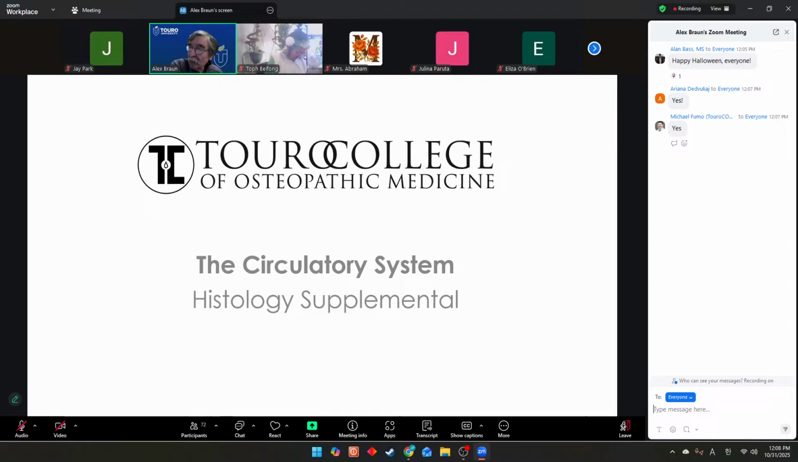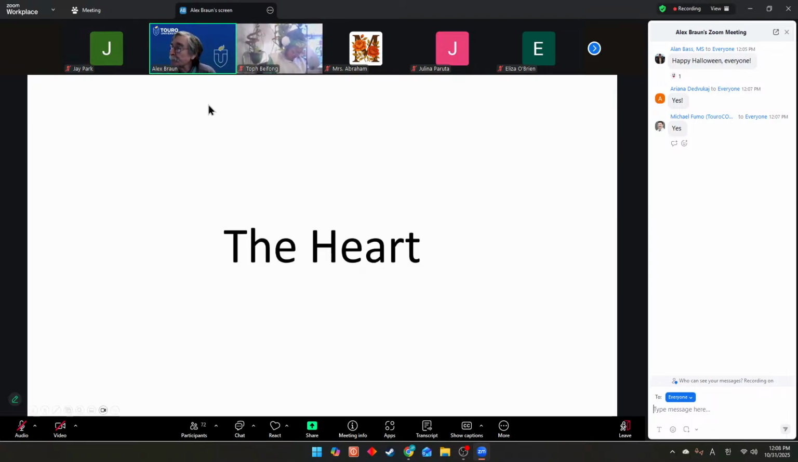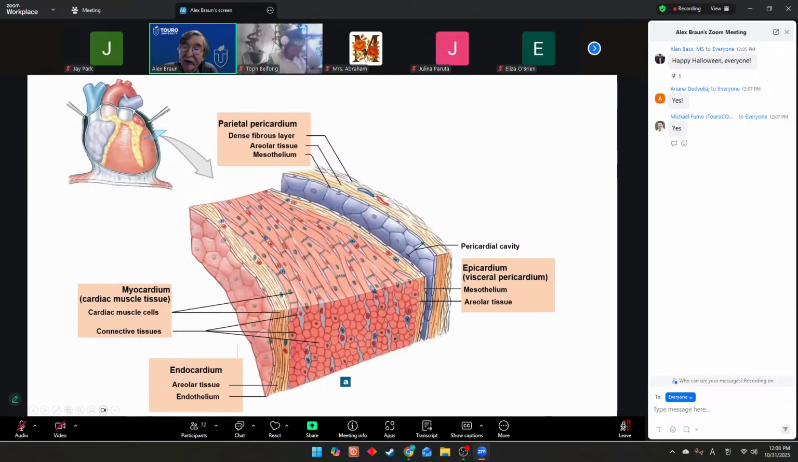Okay, so today we're going to start with the heart. The heart consists of three layers, just like the blood vessels consist of three layers: pericardium, myocardium, endocardium. And this is a summary of all those layers in this drawing. The pericardium actually is a bilayered sac into which the heart fits. There's an outer layer called the parietal pericardium and an inner layer called the visceral pericardium. The two layers of pericardium are separated by a space called the pericardial space.